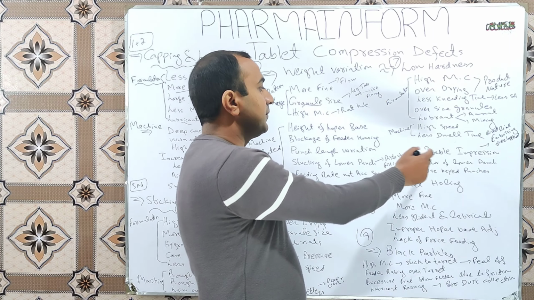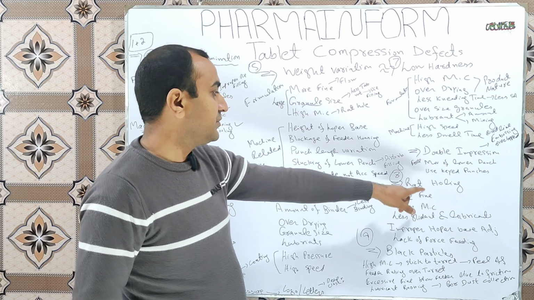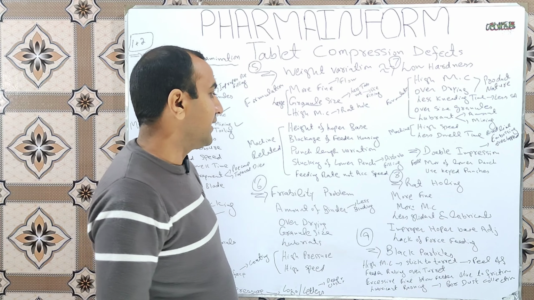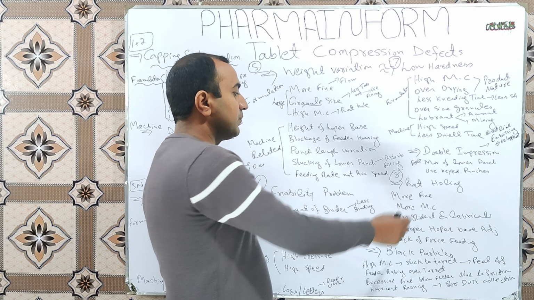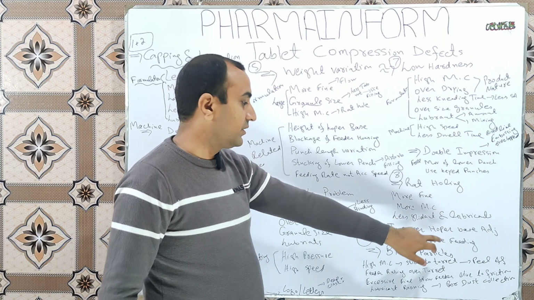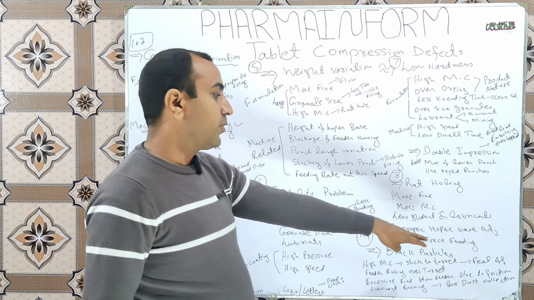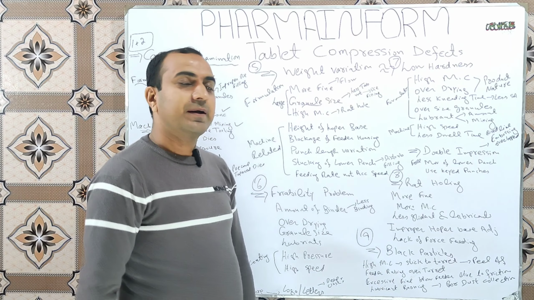Double impression: free movement of lower punches, try to use keyed punches for lower punches if you have embossing or a bisect line. Rat holing: more fines result in rat holing; more moisture content, less glidant and lubricant result in rat holing, so increase lubricant or glidant concentration, reduce fine concentration; improper hopper base adjustment, properly adjust the hopper base. Next one is black particles.